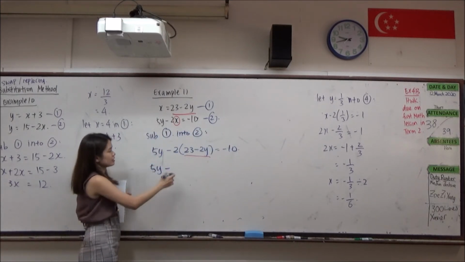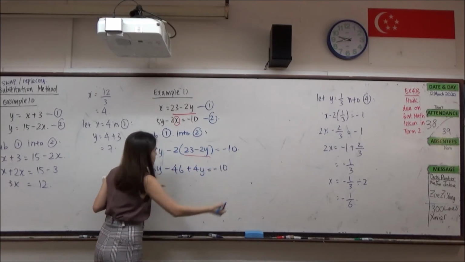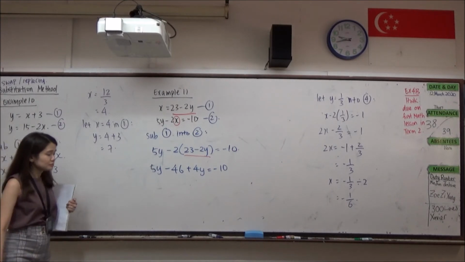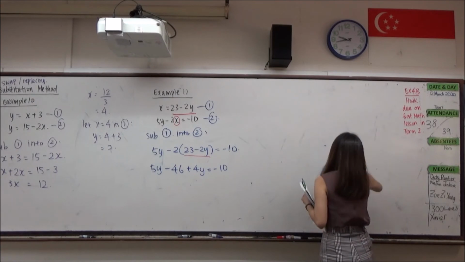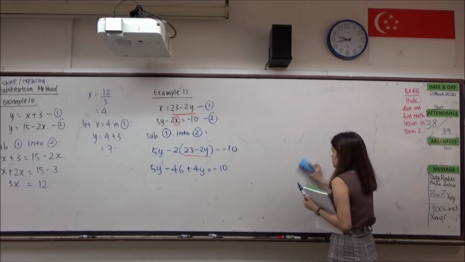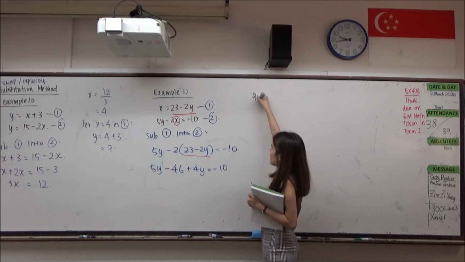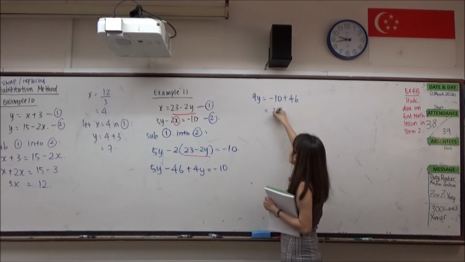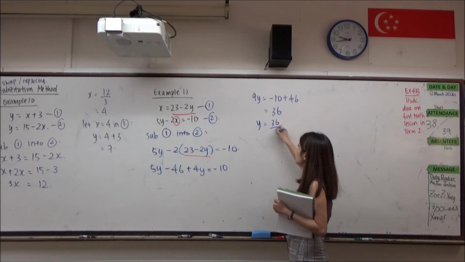That will give us negative 46 plus 4y equals negative 10. Then the next step, we will get 9y equals negative 10 plus 46. We have 36, so y equals 4.